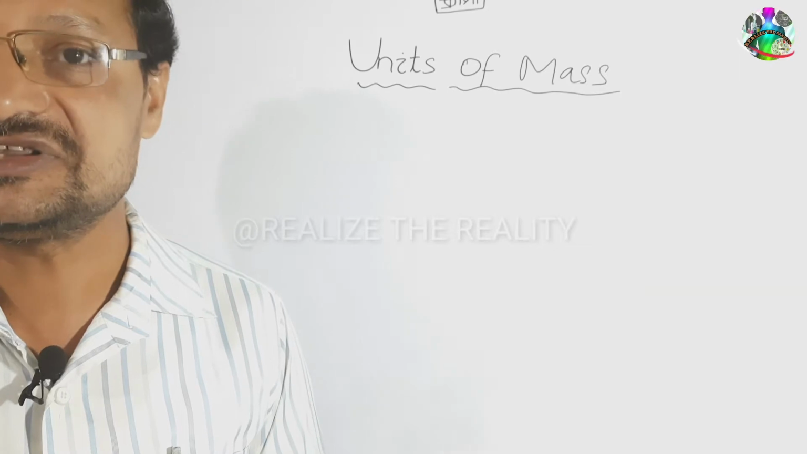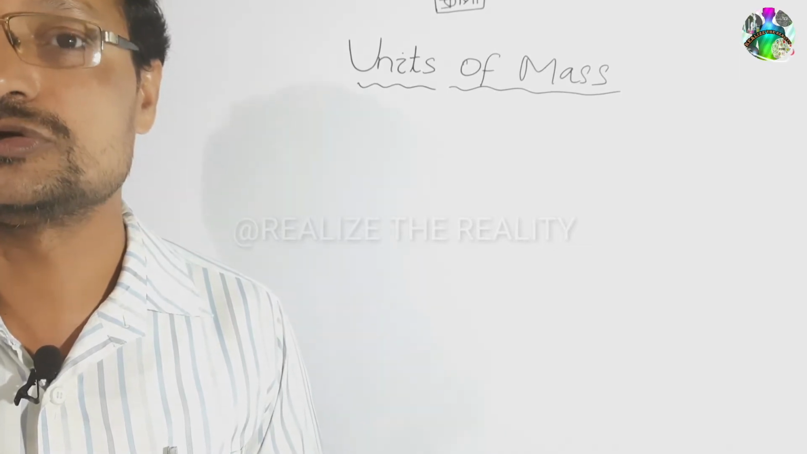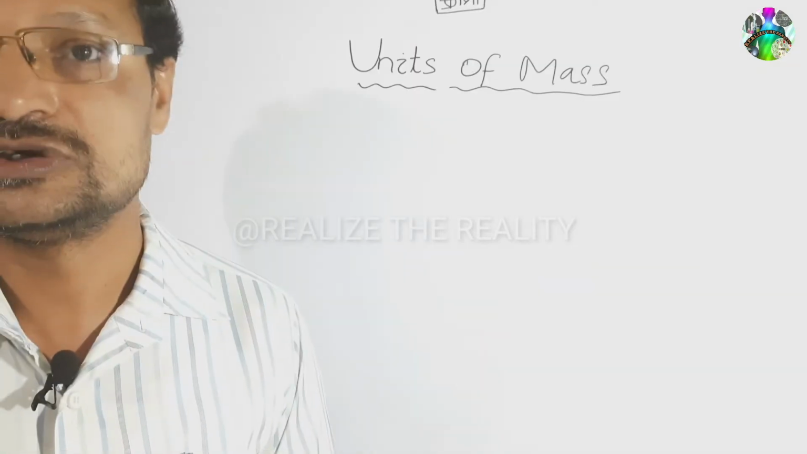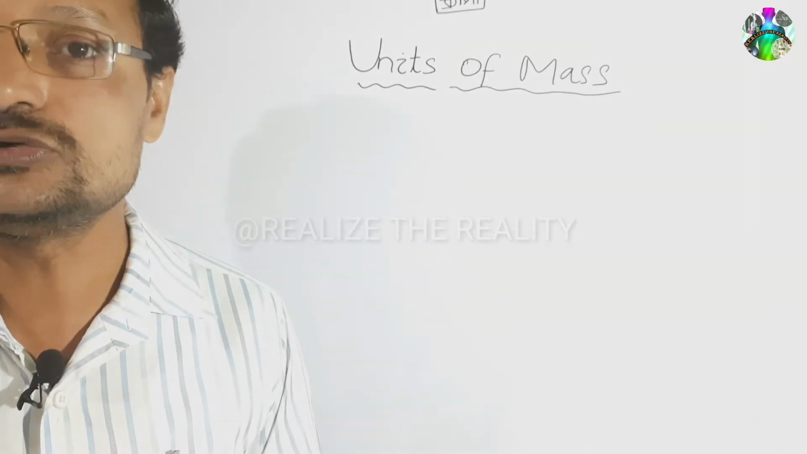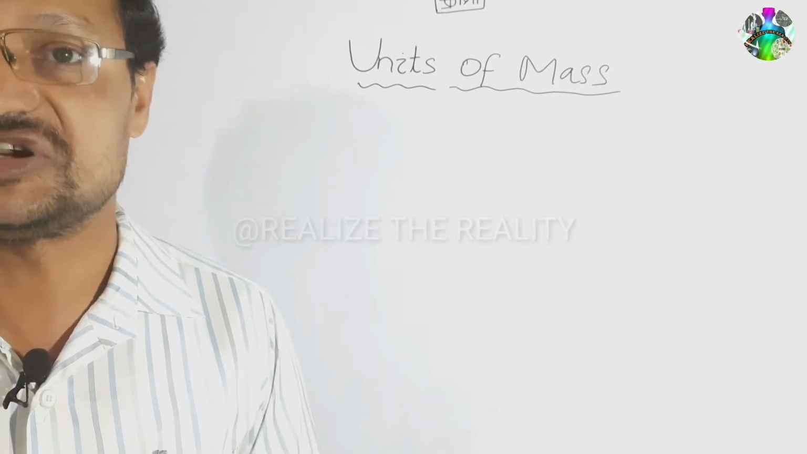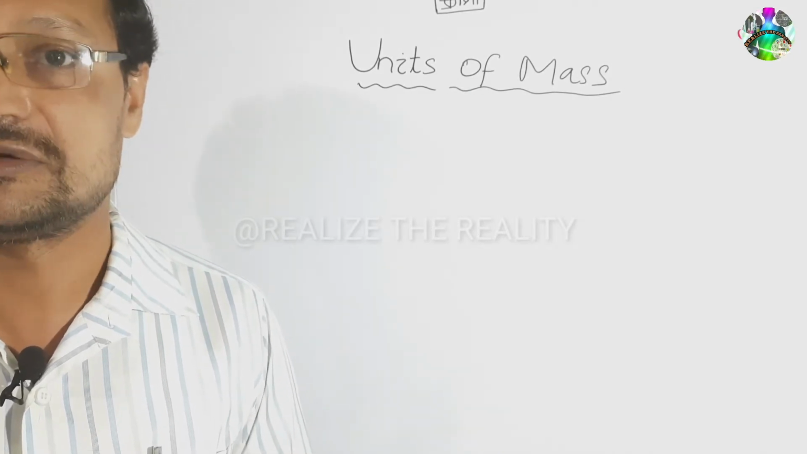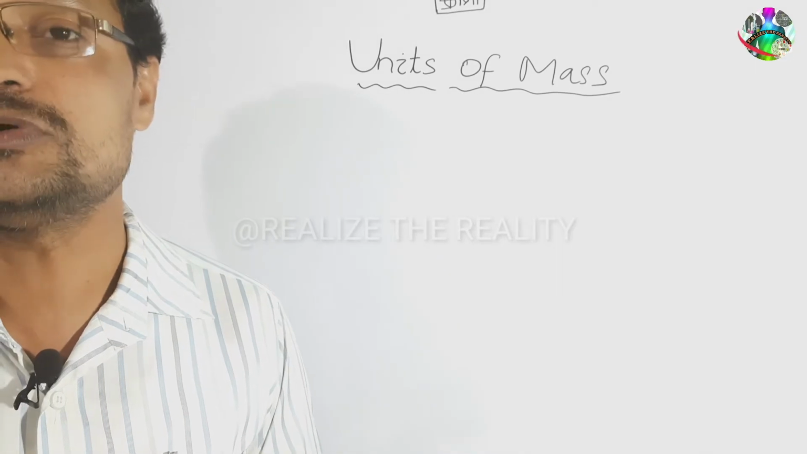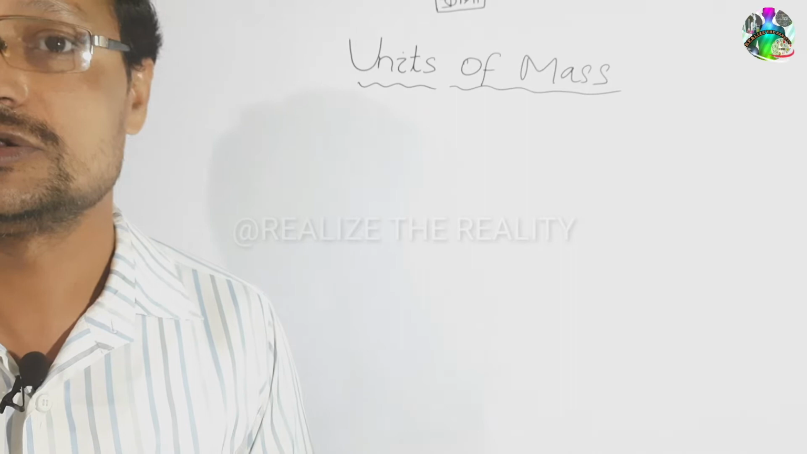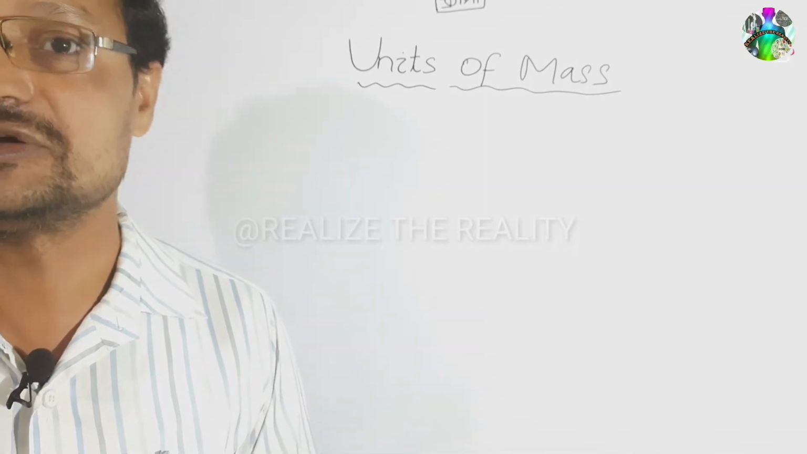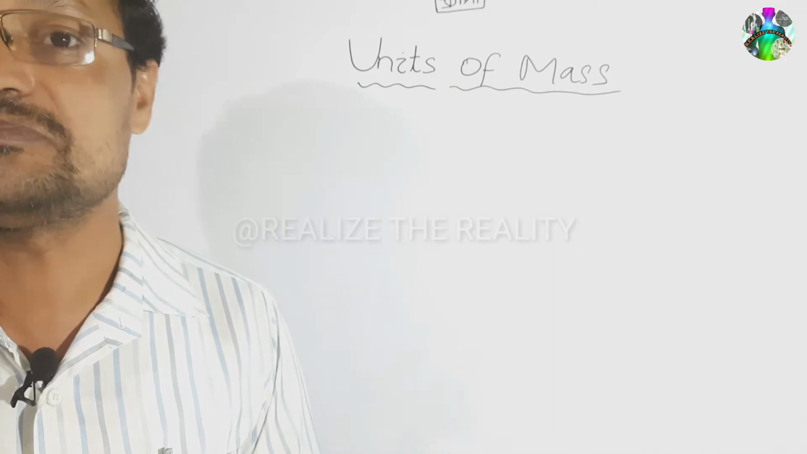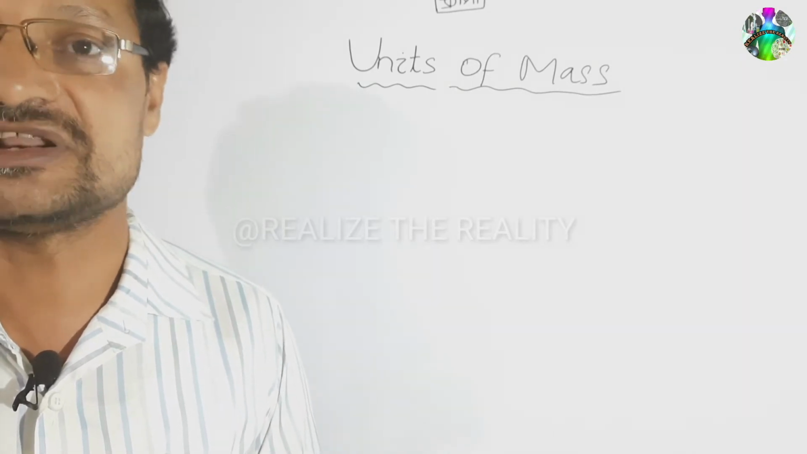Generally, in the MKS system, the unit we use to measure mass is the kilogram. That is the standard unit that we use. So how much is 1 kilogram? That we don't know exactly; it is fixed by the International Bureau of Weights and Measures, placed at Sevres near Paris. So 1 kilogram is the standard unit. What is that? The 1 kilogram is the mass of a platinum iridium rod placed at Sevres near Paris.